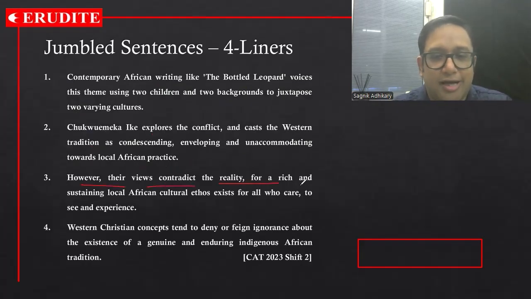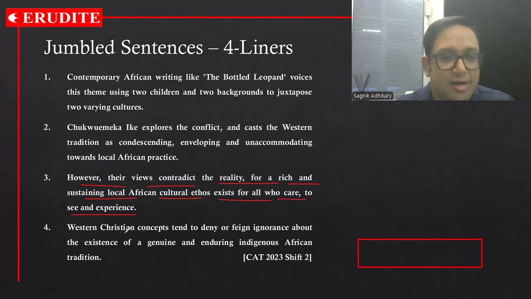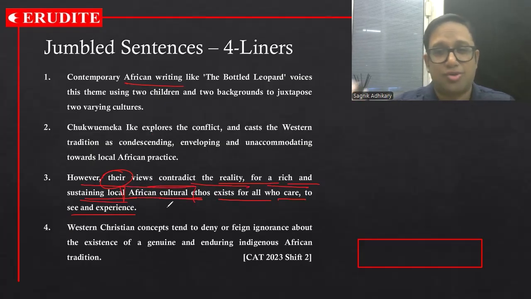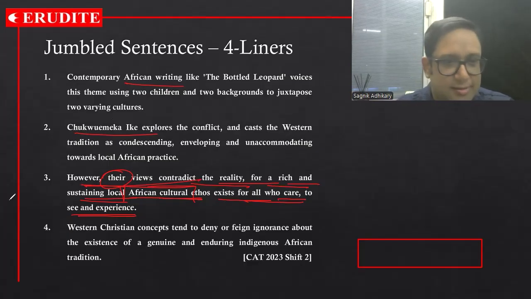However, their views contradict the reality, for a rich and sustaining local African cultural ethos exists for all who care to see and experience. We still don't have much of a connection. We do see that their views contradict the reality. There must be referring to someone. We might be talking about Africans, but then it says here their views contradict the reality for a rich and sustaining local African culture. So Africans are wrong about their own culture. Their opinion on their own culture is incorrect. Sounds unlikely. Exists for all who care to see and experience. After that, so we might have this sentence and then we might have this sentence. Let's see about that.